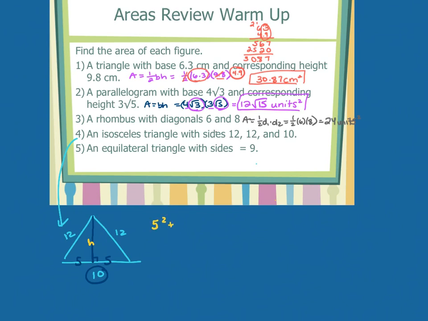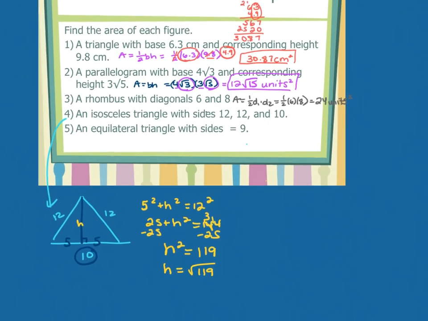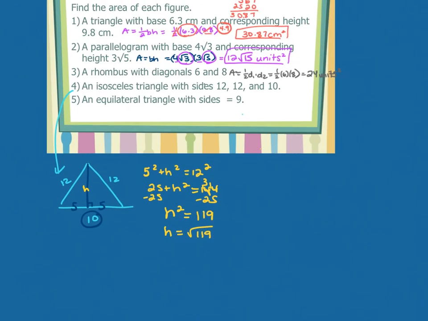We do 5 squared plus h squared equals 12 squared. 25 plus h squared would equal 144. Subtract the 25. And I get h equals the square root of 119. That's the height of this triangle. So if I want to find the area, it's 1/2 the base, which is 10, times the height, square root 119. 1/2 of 10 is 5, so it's 5 root 119. Units squared.